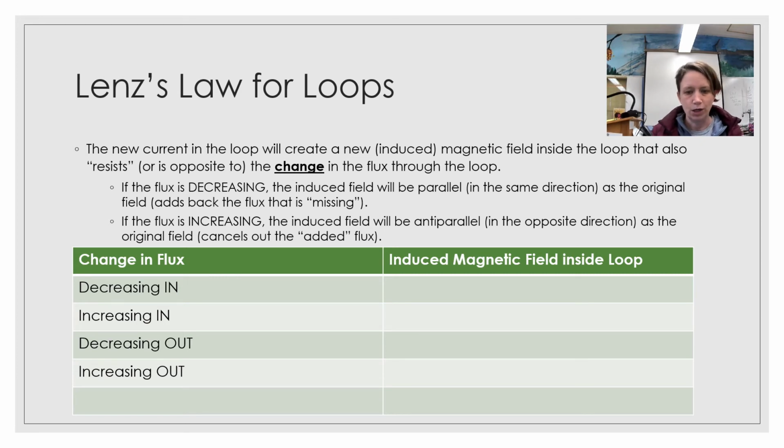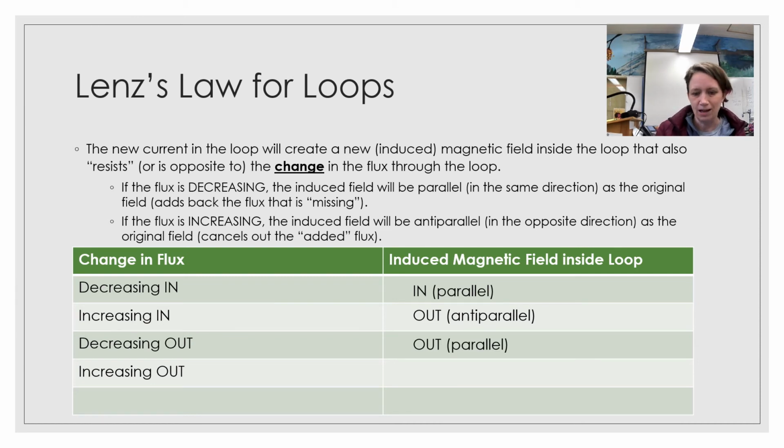So you have a situation, any of the situations, where, for example, the flux through your surface is decreasing in the in direction. The induced magnetic field will then be in to cancel out that decrease. If the change of flux through your loop is increasing in the in direction, my induced magnetic field will be out to cancel out the extra ins.